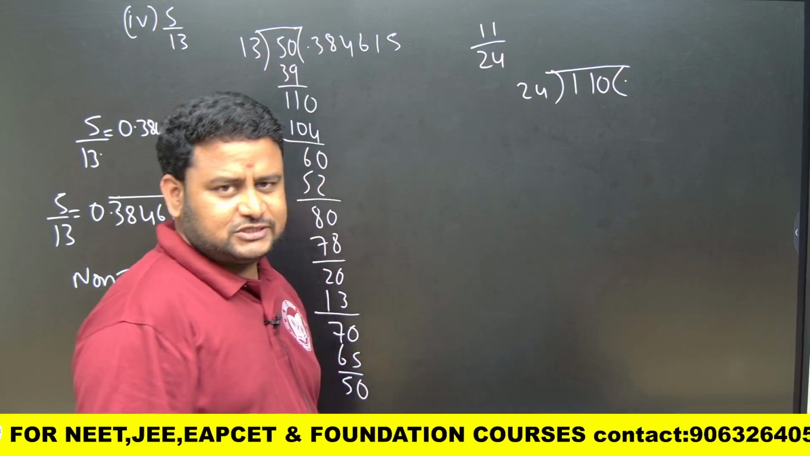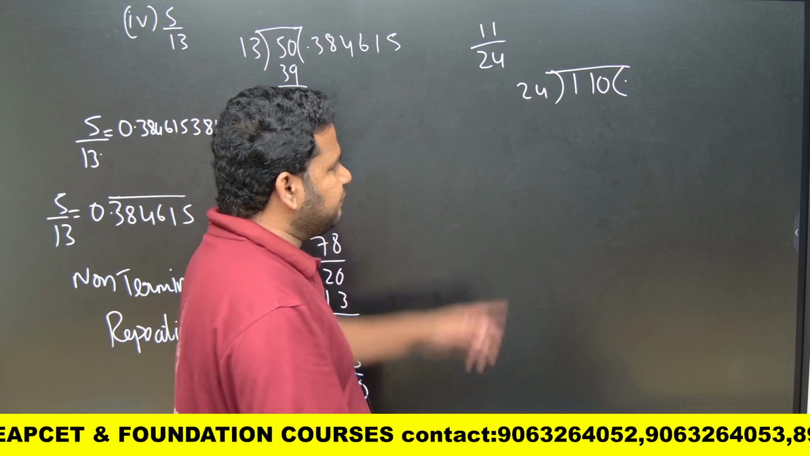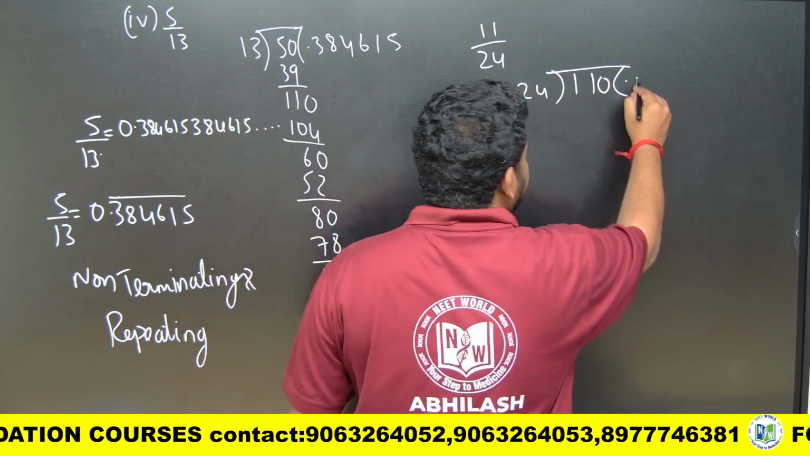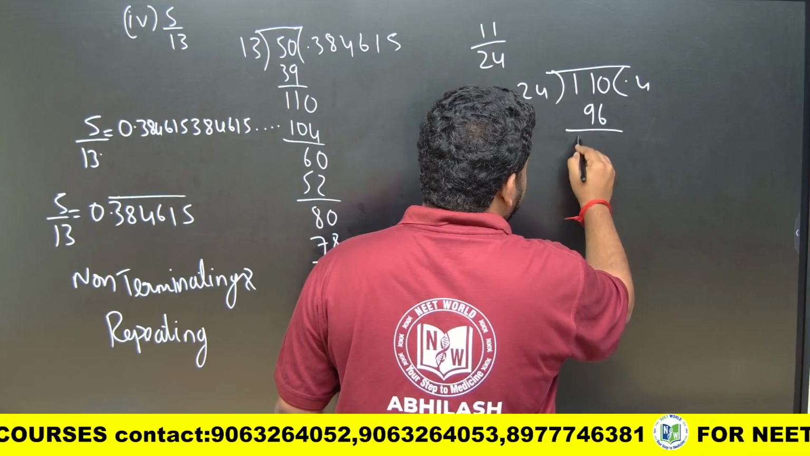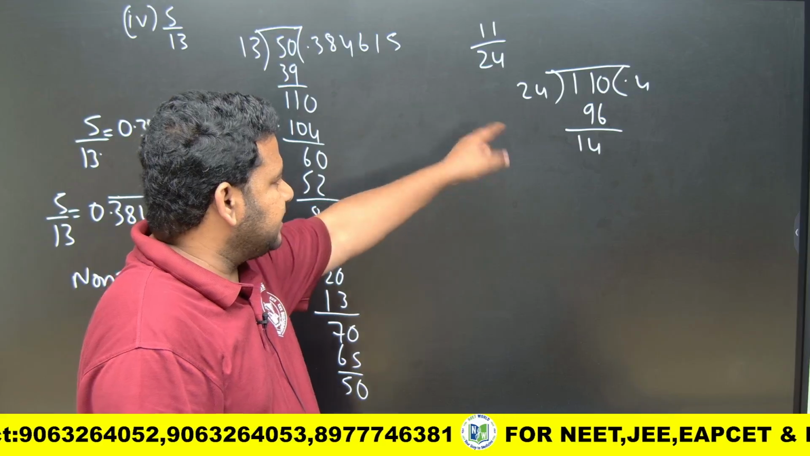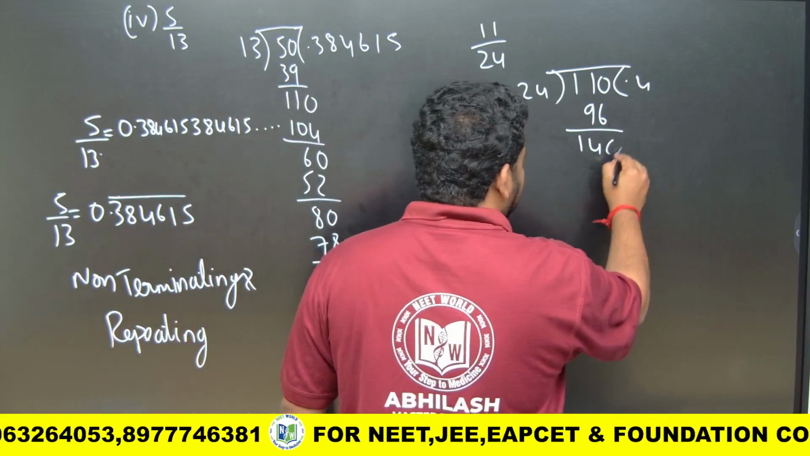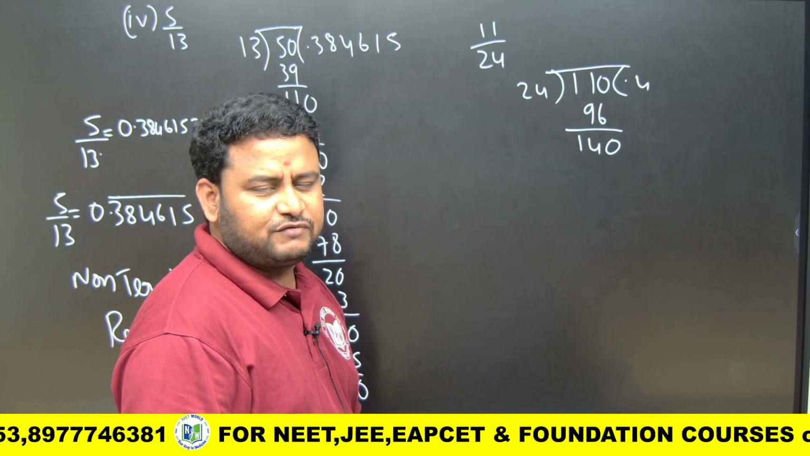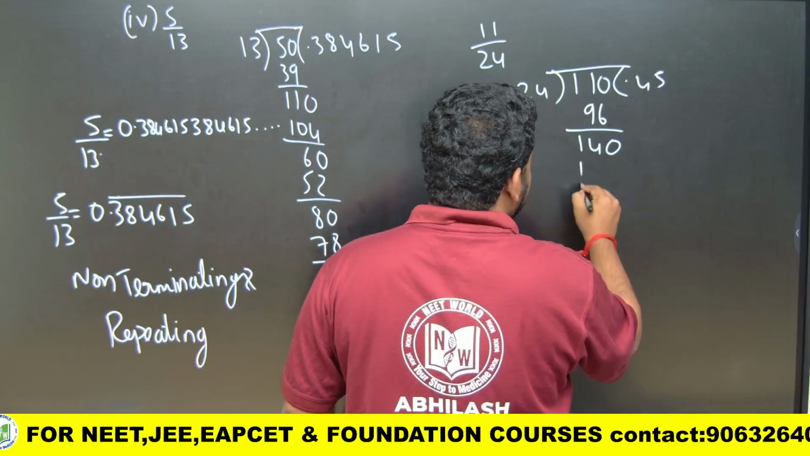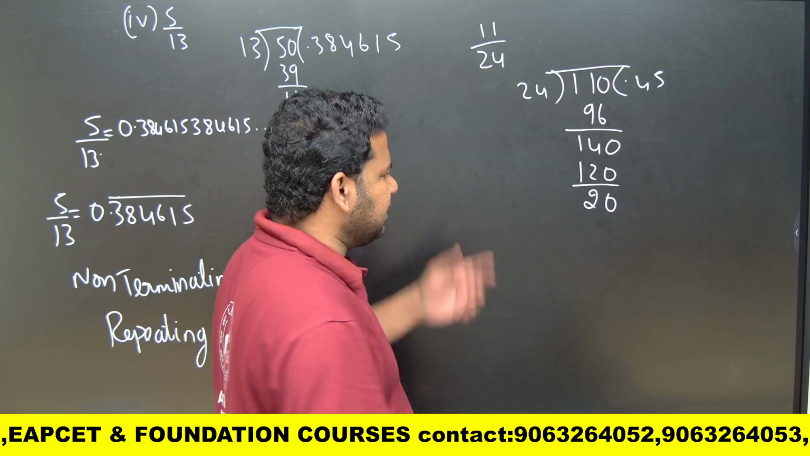So, 24 into how much? I told you, you should know the tables. 24 into 5 is 120, which is greater than 110, so I cannot use that. 24 into 4 is 96, so the remainder will be 14. 14 is less than 24, so again I put 0 here. 24 into 5 is 120, so we get 0.45, and I am left with 20. Again 20 is less than 24, so I put 0 again.